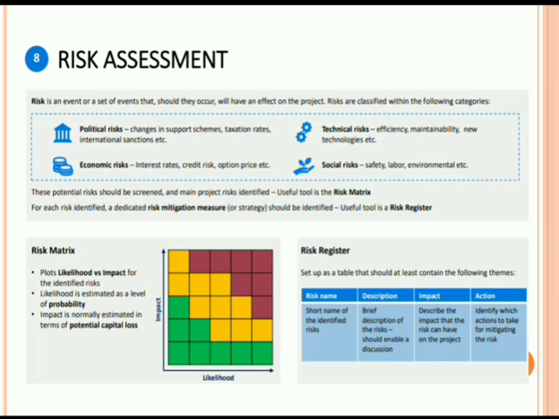In the technical risk, we will see the efficiency of the technology, maintainability of the technology, and new technologies that will arise. If we are using one technology and different technologies are available, or new technologies arise that can replace that particular technology we are using, these are nothing but the different risks in the technical risk concept. Economical risk will consider interest rates, credit risk, and option prices. All this will be considered under the economical risk. In the social risk, safety of the project and labor environment will be considered.